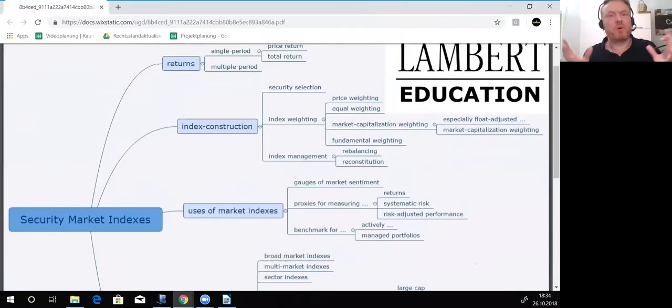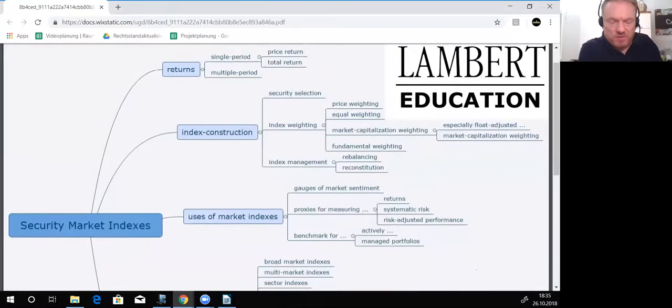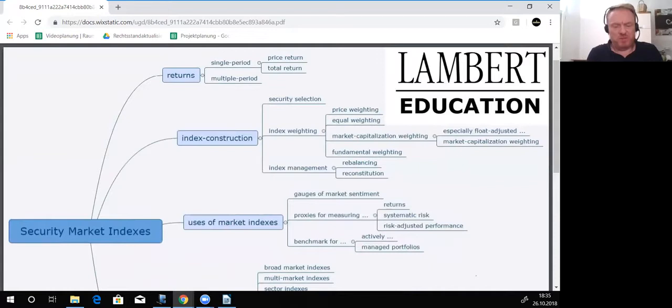Index construction needs a deep insight into index weighting, first of all, into index management. So we'll be talking about price weighting, equal weighting, market capitalization weighting, and fundamental weighting. We also need to understand what rebalancing is, what reconstitution is. All of this is very important when it comes to your next CFA level one exam. So let's start.